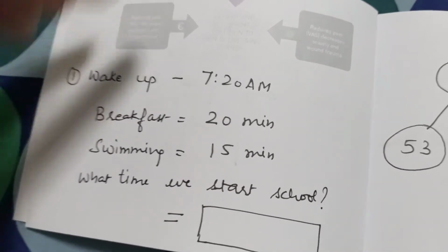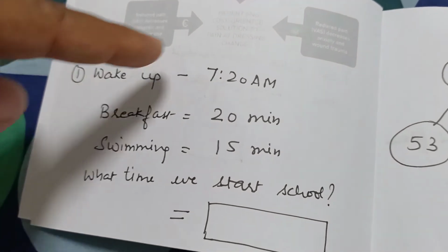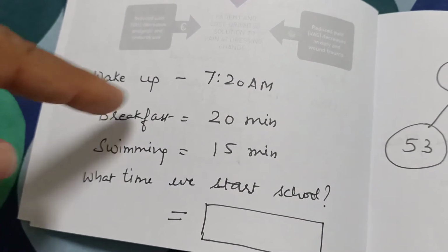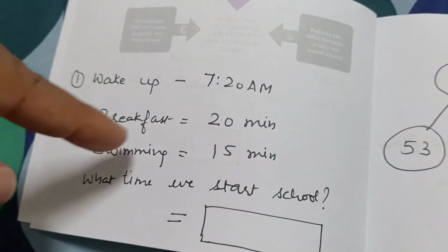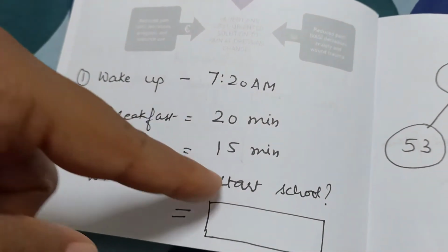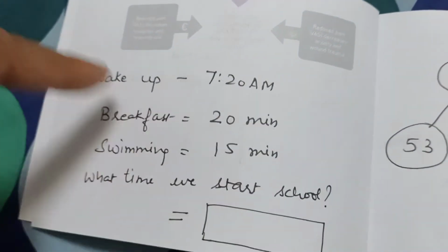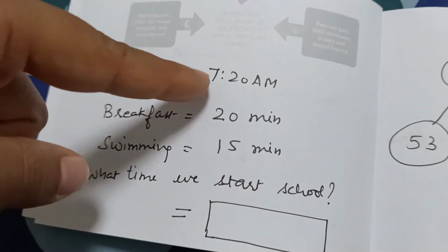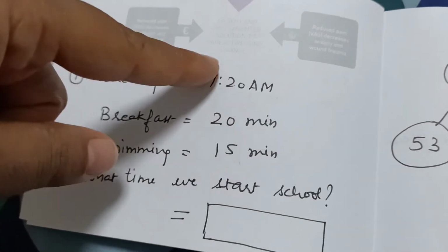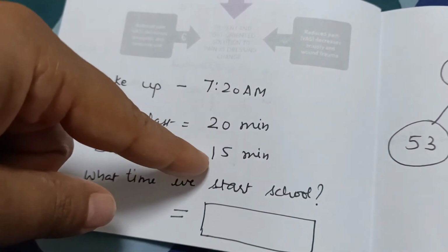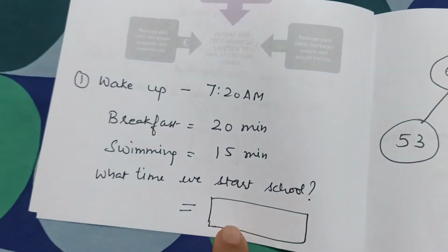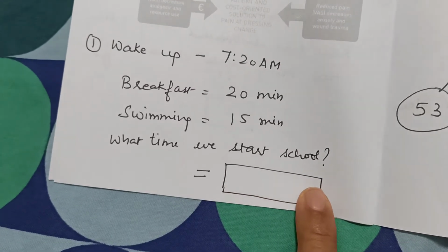It's a time elapsed question. If you wake up at 7:20 a.m., you take 20 minutes for breakfast, and 15 minutes for swimming, what time did we start school? So this is our usual school routine, but we take much more time for this. Here the concept is I want her to see adding the minutes. So 7:40 plus 15 is 7:55. So she started school at 7:55 a.m.